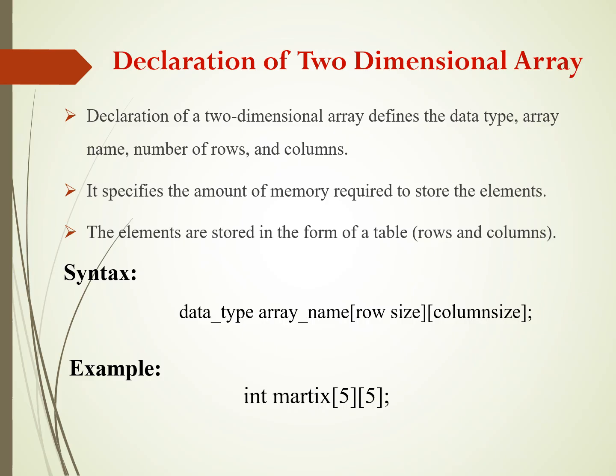Another important point is that declaring a two-dimensional array only allocates memory for storing the elements. It does not assign any value to them. To store values, we need to initialize the array. So we can say that the declaration of a two-dimensional array specifies the data type, name, rows and columns, allocates the required memory, and organizes the data in a table or matrix form.